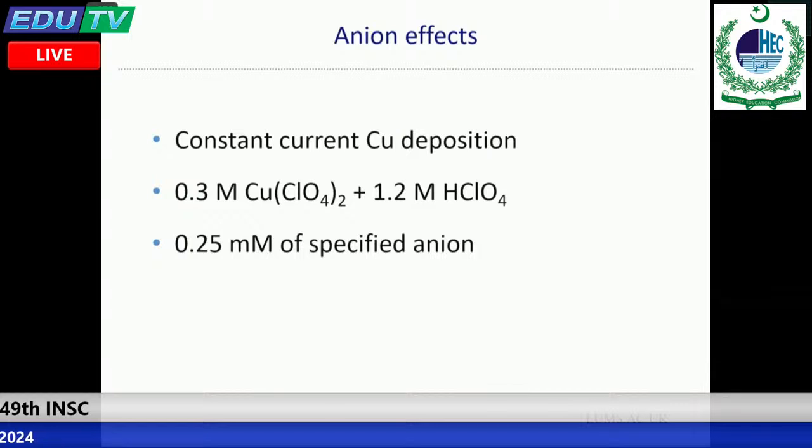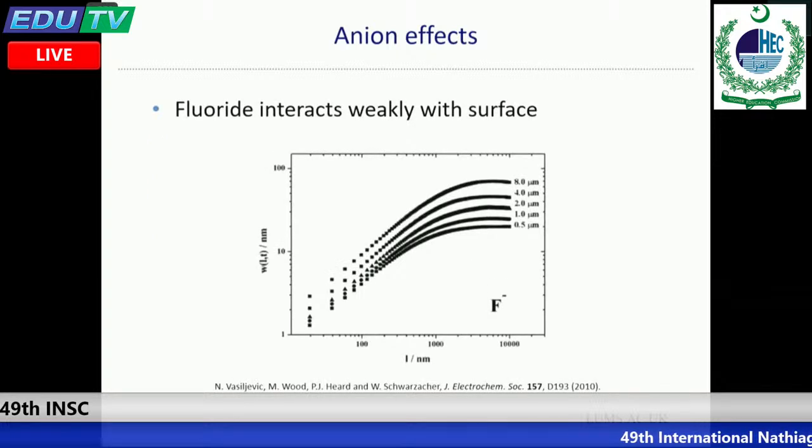So what this experiment that I'm going to show you does is it takes a basic underlying copper electrolyte. It's an acid copper electrolyte with chloric acid added to lower the pH and avoid any problems with oxides. And then what we do is we add a small amount of a particular anion. The first one that we try is a little bit of fluoride.